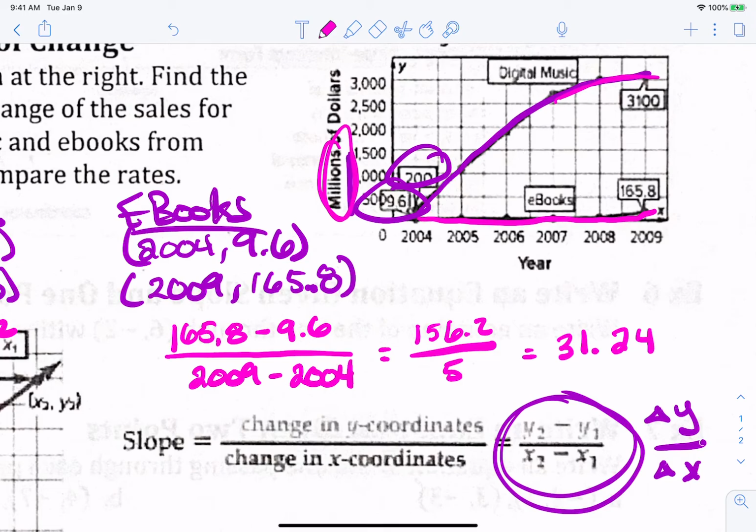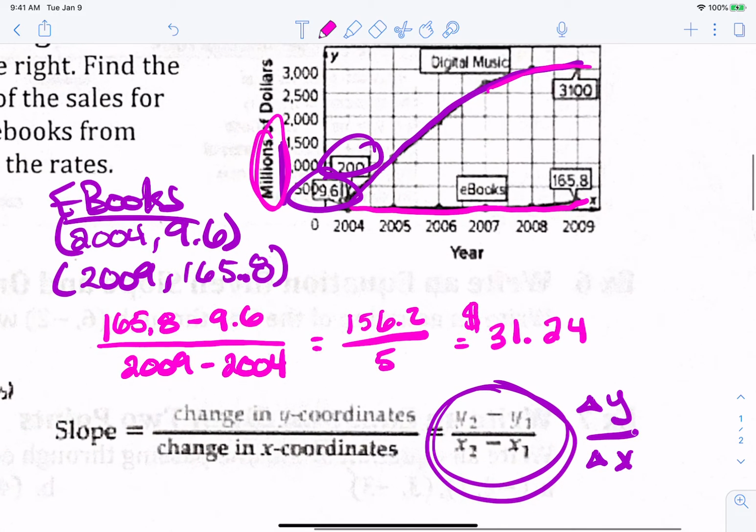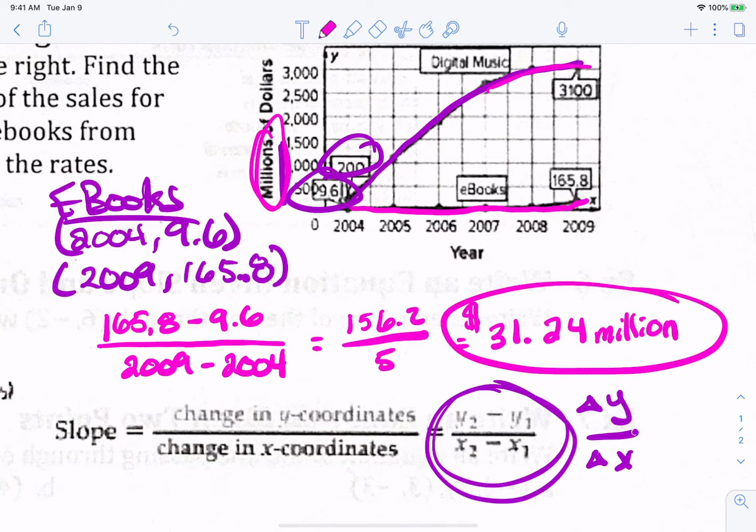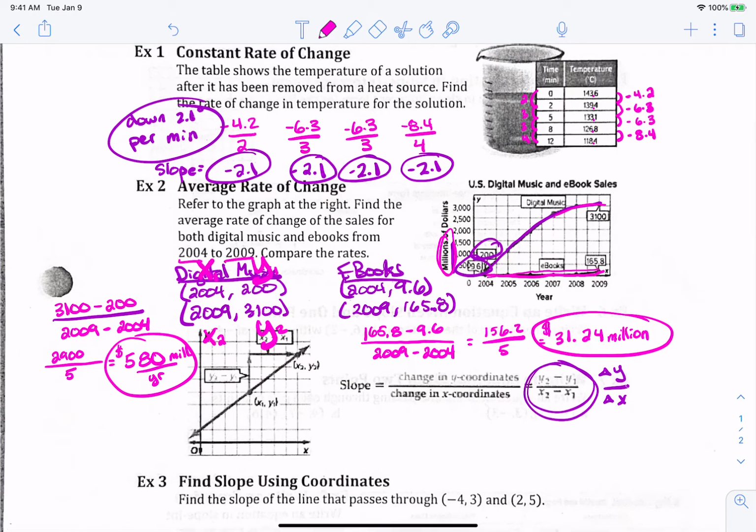Is that right? We'll go with that. 31.24 million is the average slope, the average amount that it's going up per year. Okay, so if we compare those two, we can see that digital music is way, way more popular and gaining speed way faster than ebooks.